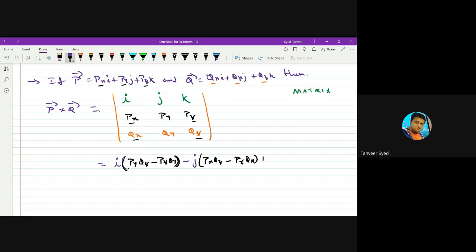Okay. Next, again you put plus k here. Plus k into. Now take k. Close the row and column containing that k. Close this row, close this column. You see only px, py, qx, qy. So here multiply these 2 first: px qy, minus these 2: py qx. This is how we write the determinant of this matrix, and this determinant gives you the cross product.